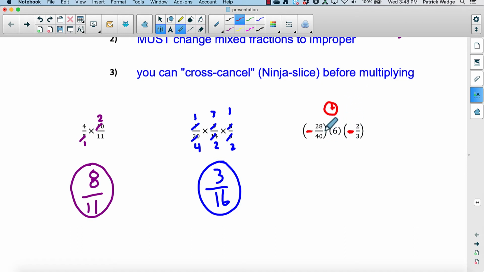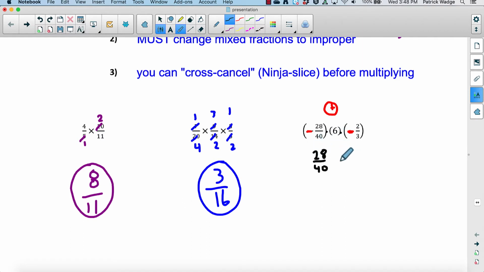So I'm going to rewrite this question. I'm going to first of all write it without the negatives because I don't need them anymore. I've already figured out my answer is positive. So I have 28 over 40 as my first fraction. Now these are just in brackets. There's nothing between them. That means times, right? It's like multiply, multiply. Whoops, the dot's not in the right spot.